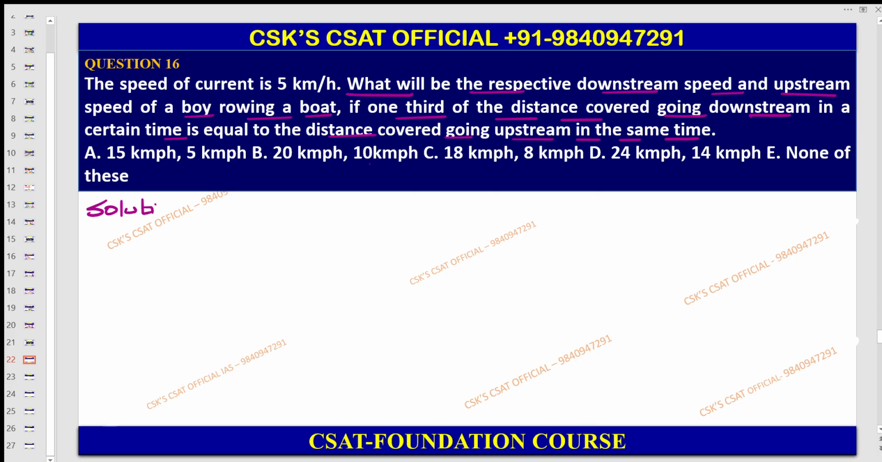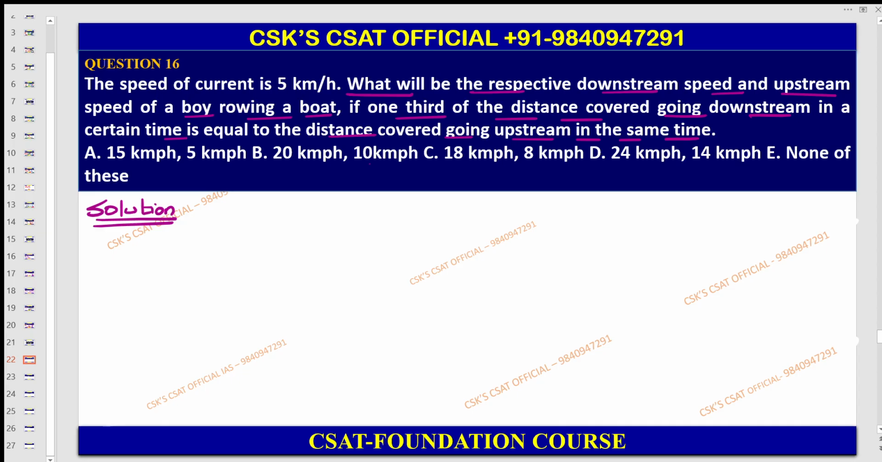First, you need to know the data and the basic concept to solve this kind of question. So what has been provided? The speed of the current has been provided. What will be the respective downstream speed and upstream speed? You don't know those, you need to find them out. If one third of the distance covered, so this is the data provided here. With this we can make one simple equation and solve it.